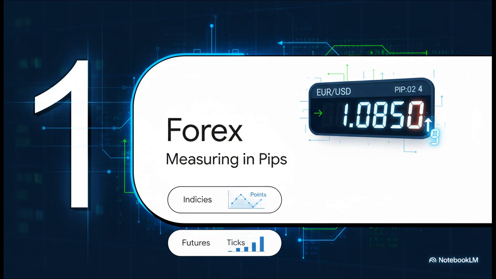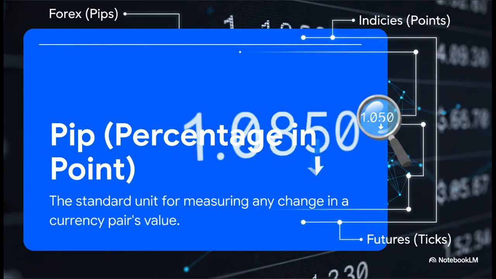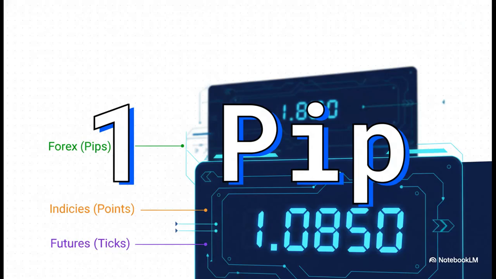Okay, first up, Forex. Let's talk about measuring in pips. We'll start with the biggest market in the world, foreign exchange. And in Forex, it is all about the pip. So, what is a pip? It's short for percentage in point, and it's basically the standard unit we use to measure any change in a currency pair's value. And they are tiny.